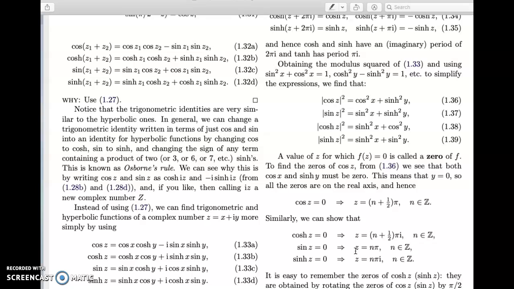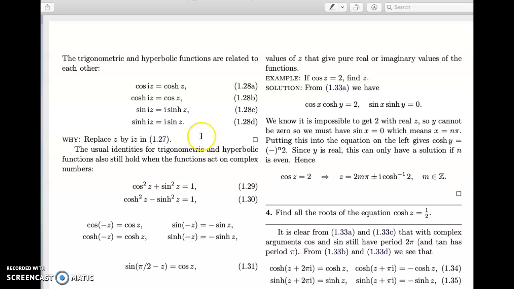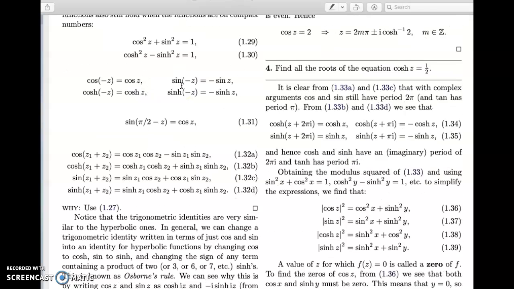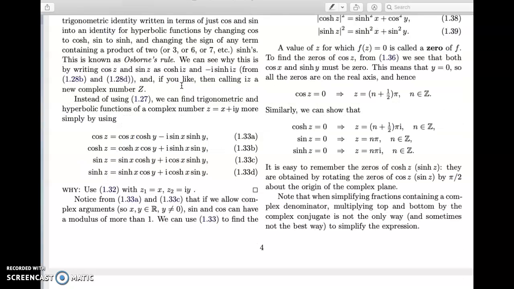The reason for this is simply going back to this relationship here. Basically, you can swap things around by changing the argument from z to iz, and then cos turns into cosh and vice versa. Just to stress this, it's easy to remember the zeros of cosh or sinh, since they are simply obtained by rotating the zeros of cos or sine by pi by 2 about the origin of the complex plane.